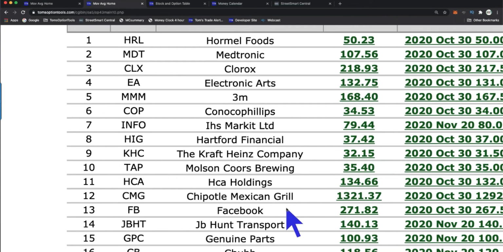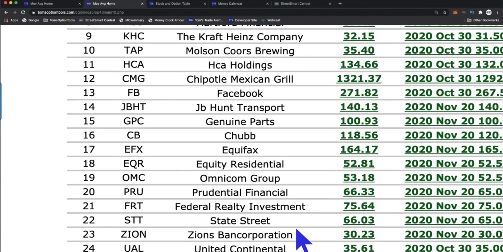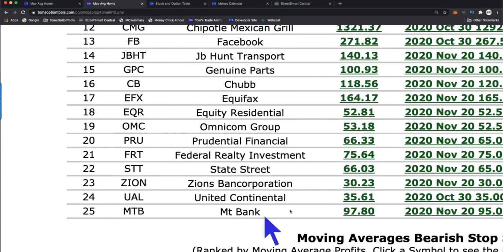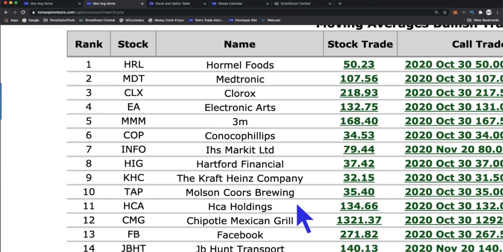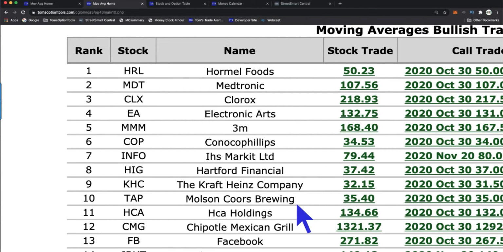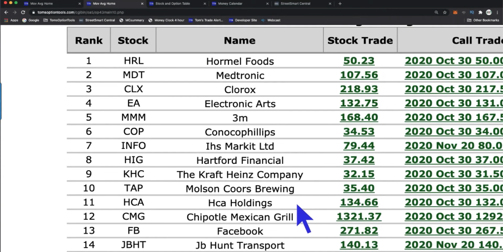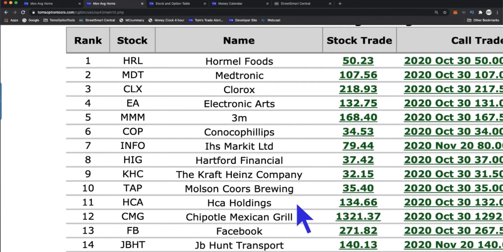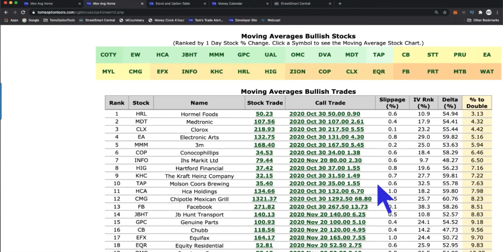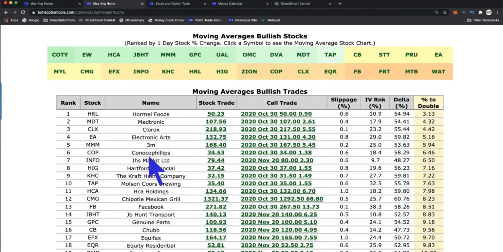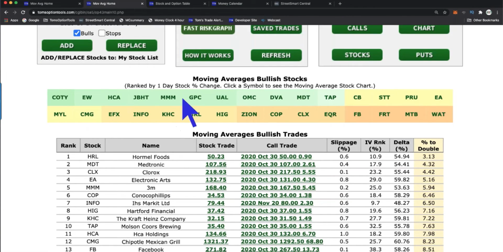Facebook is on here too. JB Hunt, Chubb. I'm looking for stocks that we all know well and good. Most of them on here we should all know well, but there's a few that pop up more than others. All right. So what do these stocks all have in common? Well, they all have that 10-30 cross happening. So let's start for a moment with, if I come up here to the top. Now, these are ranked. You see the way we have them ranked up here?